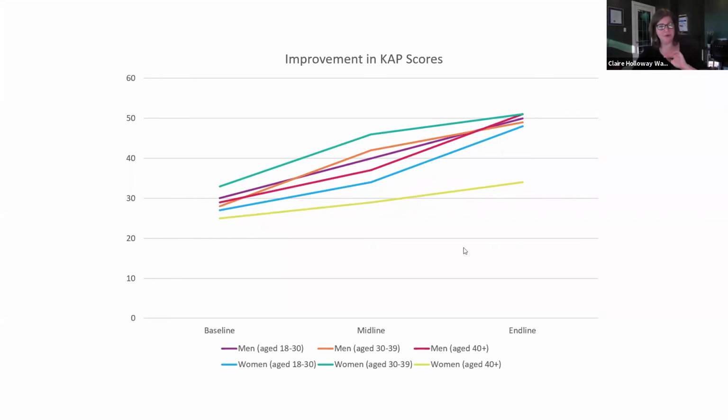This is just another example of a Microsoft built-in template created graph, okay? And this is showing CAP scores. CAP scores are a way of tracking the capacity or change that people experience after training. So it looks at knowledge, attitudes, and practice, okay? So this is a graph that's showing the improvement of CAP scores from baseline, midline to end line of a project, broken down, disaggregated by gender and age.